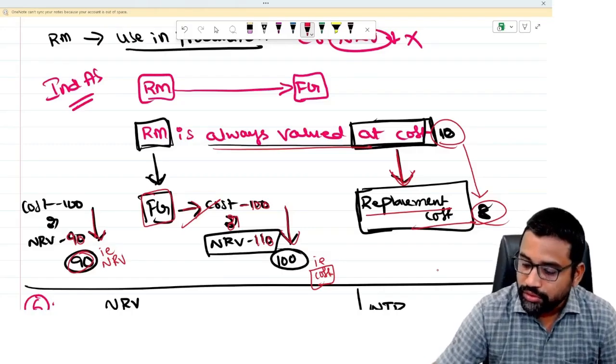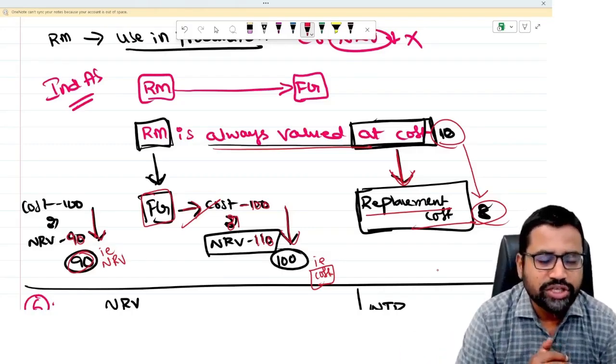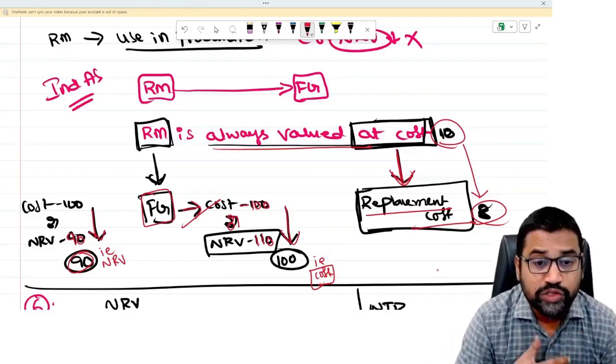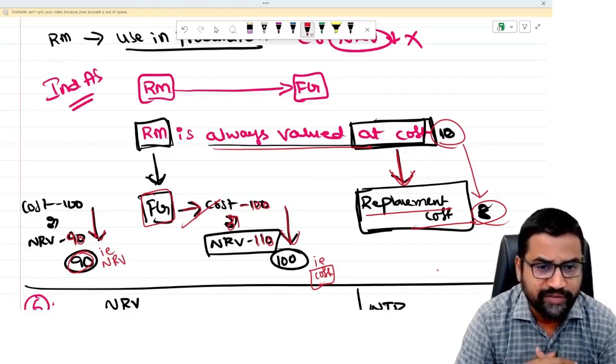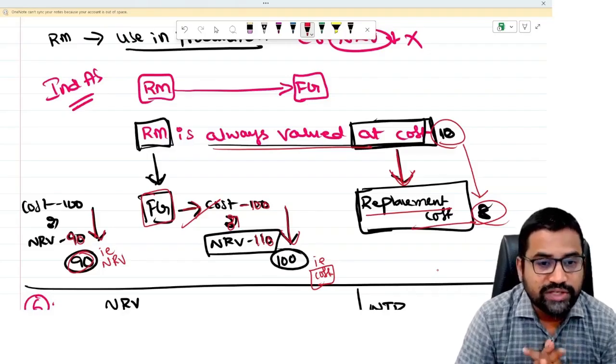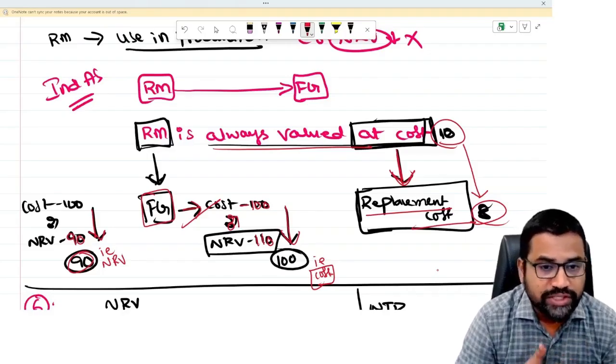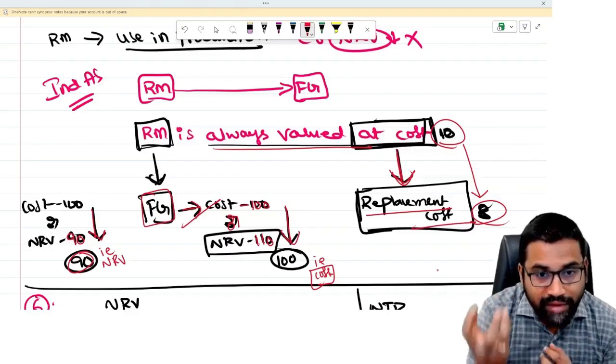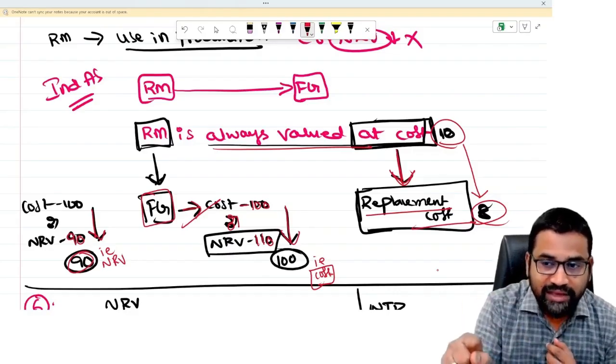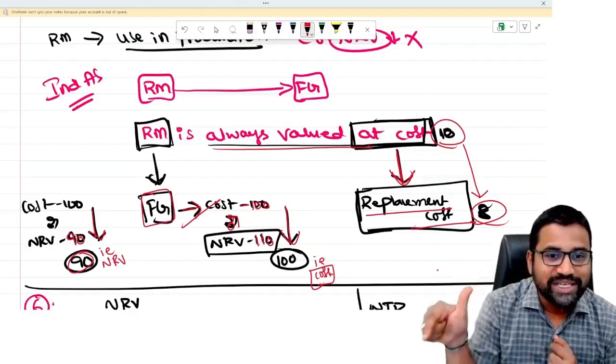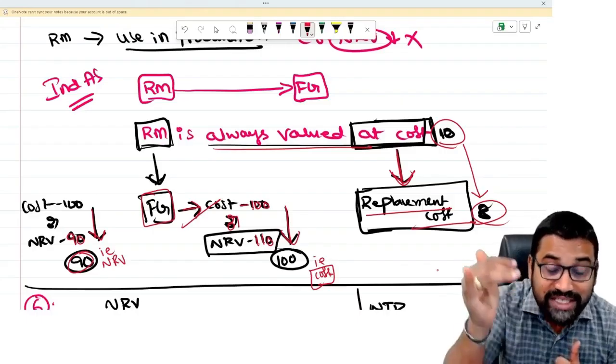So what is the measurement of inventories? Cost or NRV, whichever is lower. This principle holds good for finished goods and work in progress, but not for raw material, because raw material is not meant for sale. Raw material is always valued at cost, but if the finished good in which this raw material is used is valued at NRV, then raw material should be brought to its replacement cost, provided the replacement cost is less than cost.